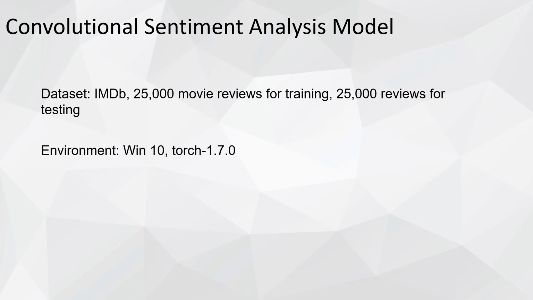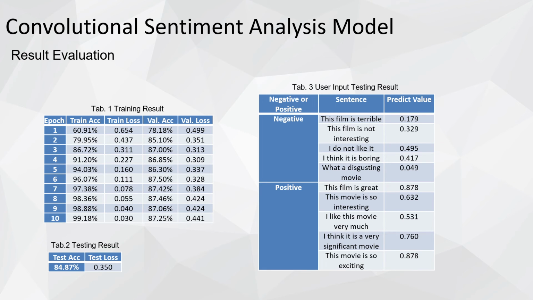Our experiment uses a dataset named IMDb, which is a movie reviews dataset. In this project, we implement our CNN model with the PyTorch framework on the Windows 10 operating system. Let's see the result. After training, we can get model details as shown in Table 1.